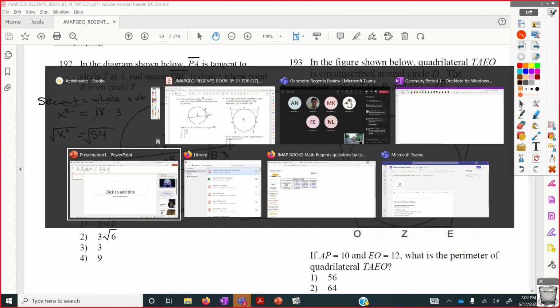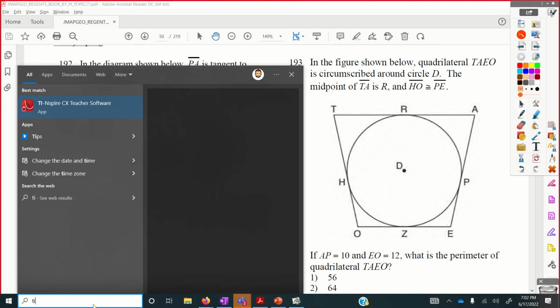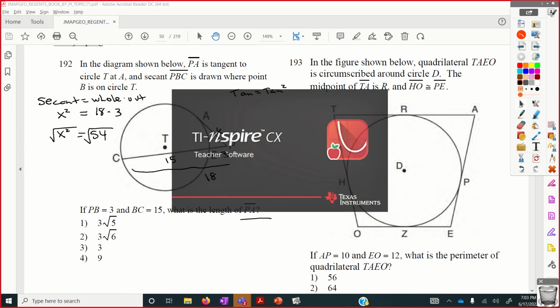Oh, we lost our calculator. Just type the square root of 54 and see what decimal you get. And then you can type your answers and match the same one.